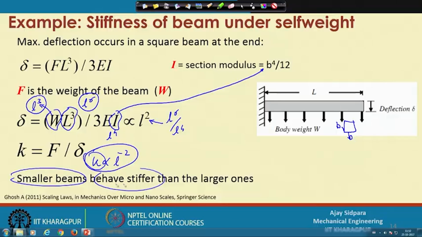So, again you have to consider stiffness. It is scaling down as L raised to minus 2. So, the smaller the beam, the stiffer the part. That is the way you can design the beam for different systems also.